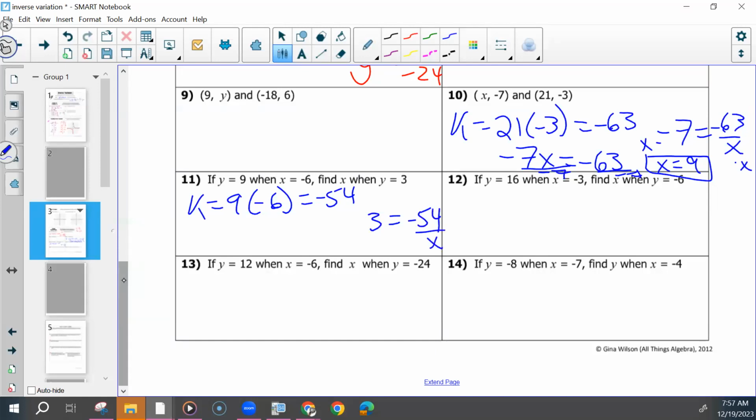So this is just like number 10, multiply by x on both sides, and divide both sides by 3. So that x equals -18. And then if I multiply 3 and -18, I should get negative 54. Question so far?